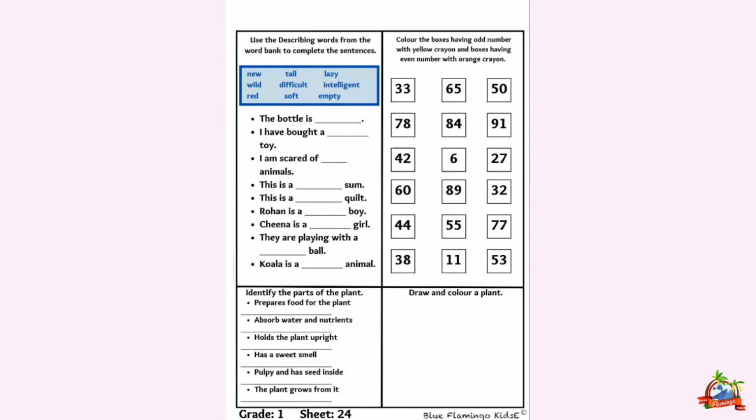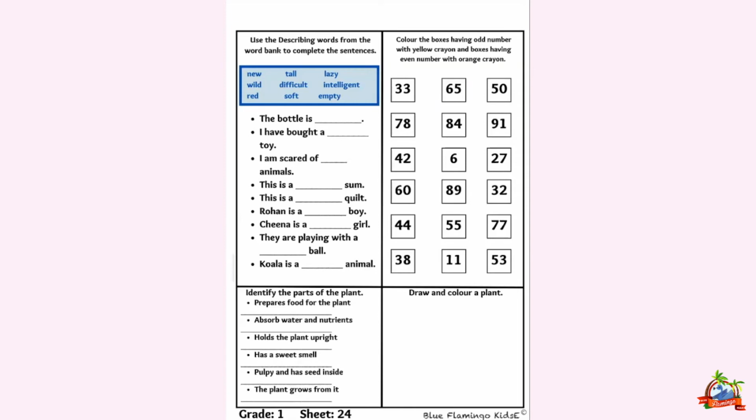Second number is 78. So color it with orange. It is an even number. So we will color it with orange. Understood? 42. It is also an even number. So we will color it with orange.